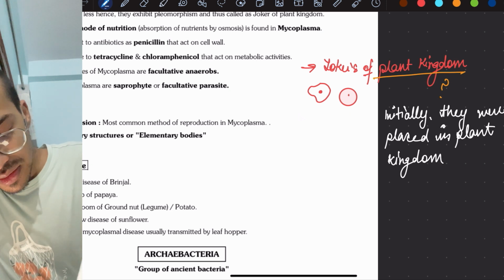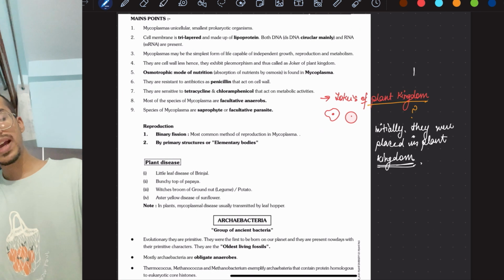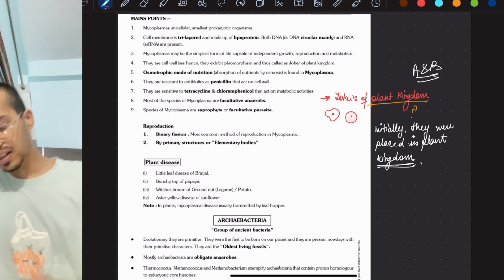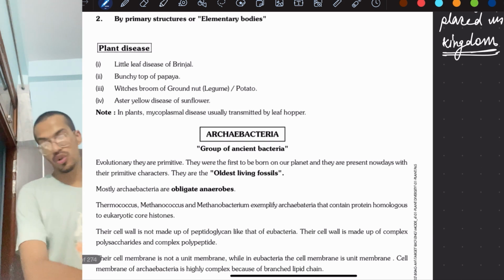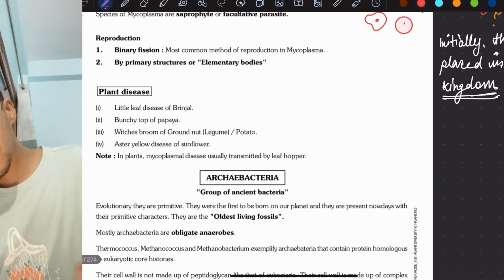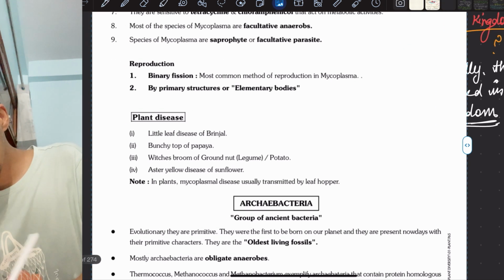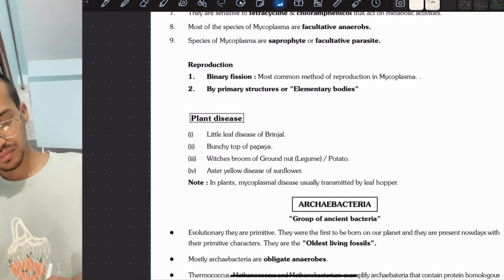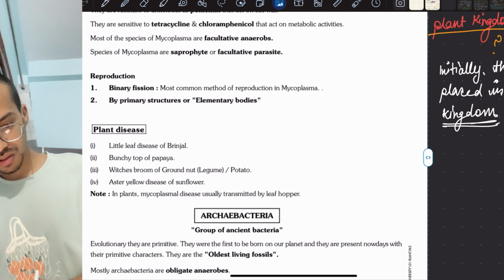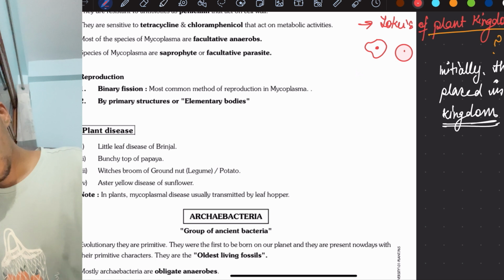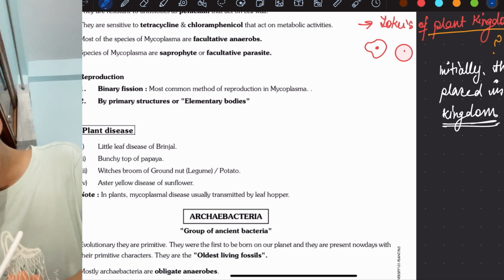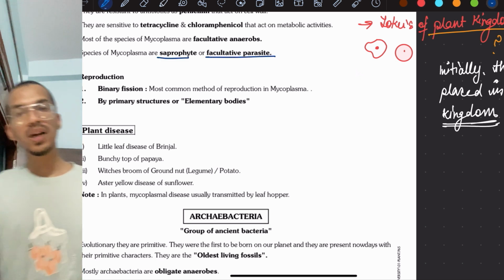That's why they are called like this. So this becomes an assertion and reason based question, beta, it can come. Now, they are parasitic also. Normally they are saprophytic. Over here it is written that they are saprophytes and facultative parasites.